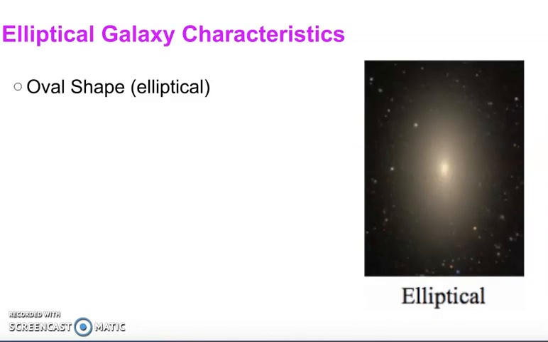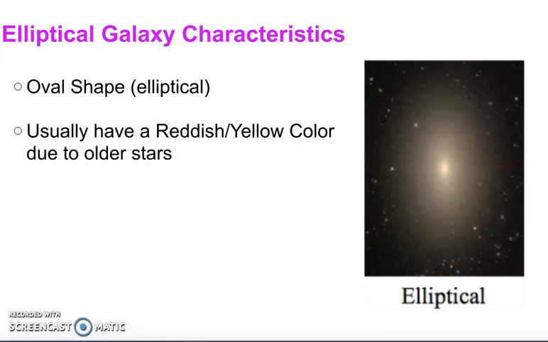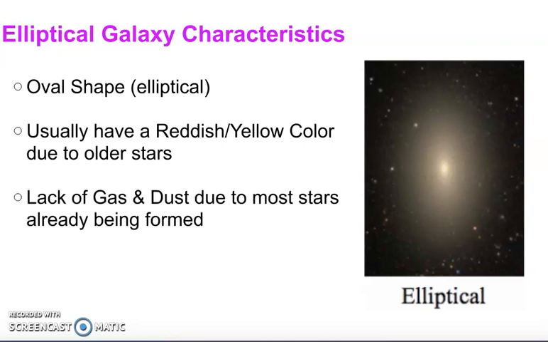Next up are elliptical galaxies, and those are characteristically oval-shaped or elliptical. An ellipse is an oval, and they are usually made up of reddish yellow-colored stars because those stars in these galaxies tend to be older than some of those bluish stars that you saw in the spiral galaxy we just looked at. So again, they usually have a reddish yellow tint because the stars are a little older. And there's a lack of gas and dust swirling because most of the stars in these galaxies have already formed. Because they are on the older side, there's less gas and dust just floating around within the galaxy.